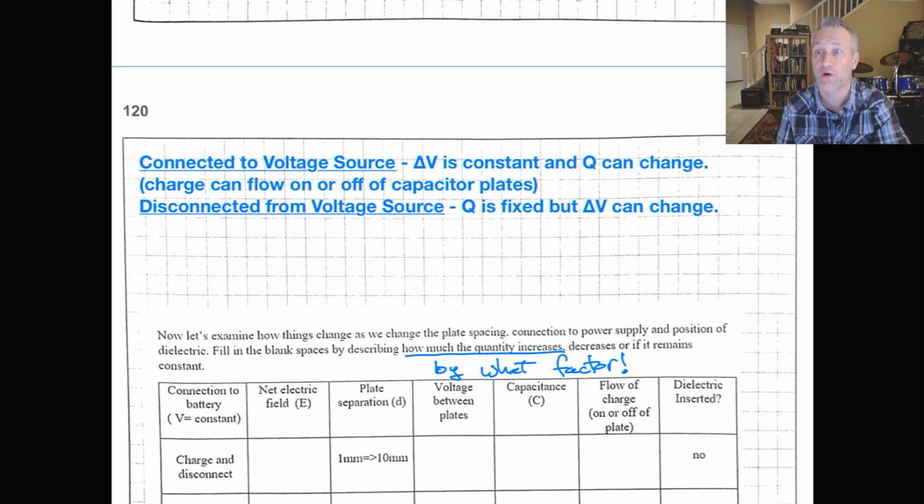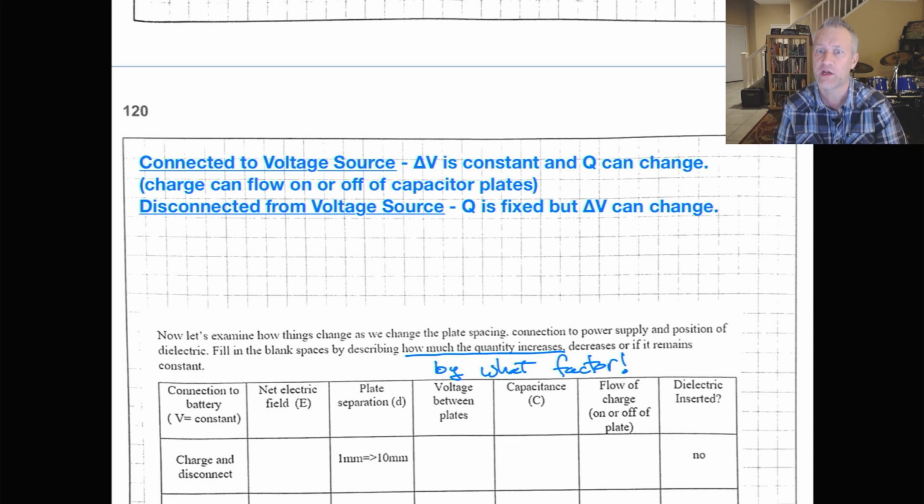So charge can flow off. It has a wire by which charge can flow off, but the voltage is going to be constant when it's connected to the source. If you disconnect the capacitor from the voltage source, the charge is going to be fixed because now you've disconnected the wire. There's nowhere for the charge to go, no escape. So the charge is fixed, conservation of charge, right? It's not created or destroyed, it's going to stay there. And the voltage can change in this situation.